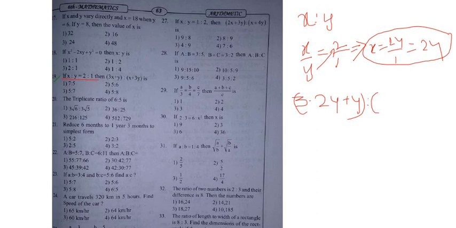X value how much? 2y. Means what I am doing here, I am converting all into one unknown. Either you can convert x in terms of y or y in terms of x, but you have to convert all in one form only. Then you can do the cancellation.